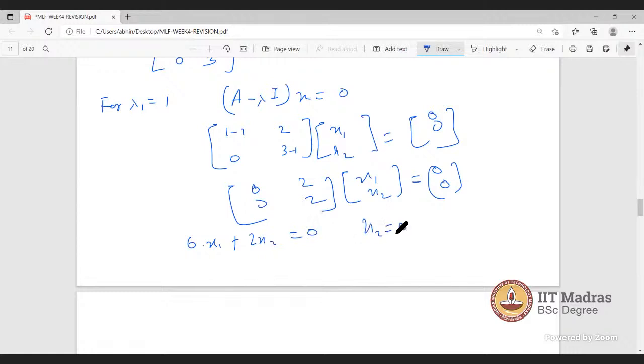So x2 equal to 0. So your eigenvector will be of the form k, 0. K can take any value. If I take k equal to 1, then it will be 1, 0.